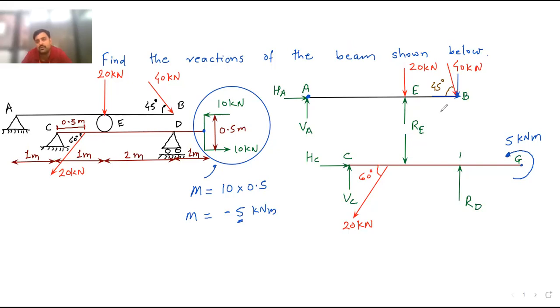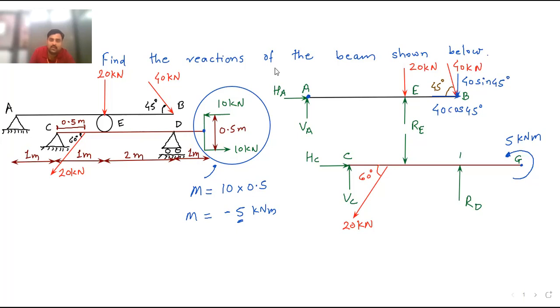Which component is cos and which component is sine? Horizontal component you will give cos or vertical component? Horizontal component cos. So this horizontal component is 40 cos 45, and this vertical component is 40 sine 45. I think we have resolved the forces a number of times, so there should not be any confusion for you about where to give the cos and where to give the sine. So now this is the resolution.